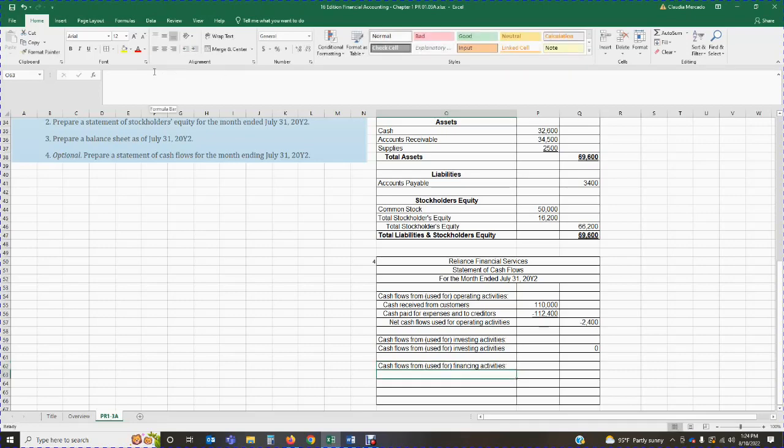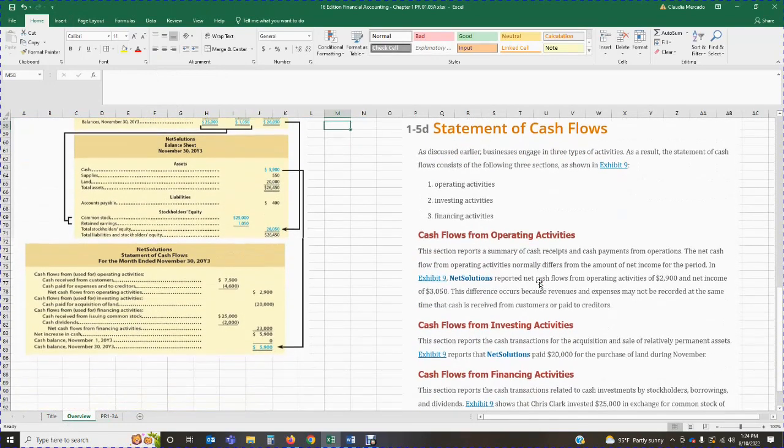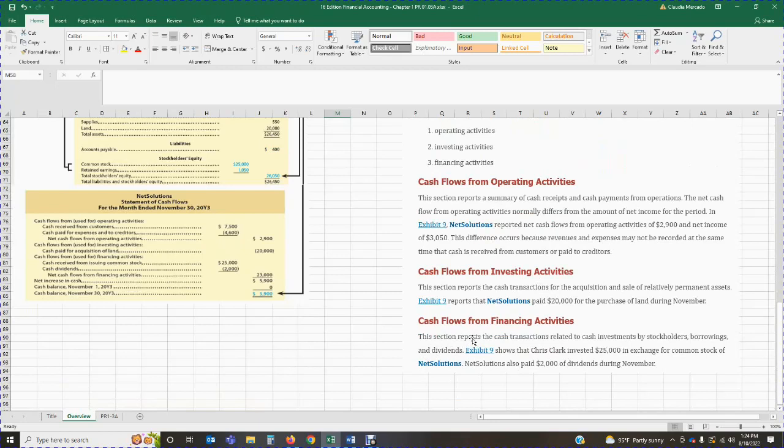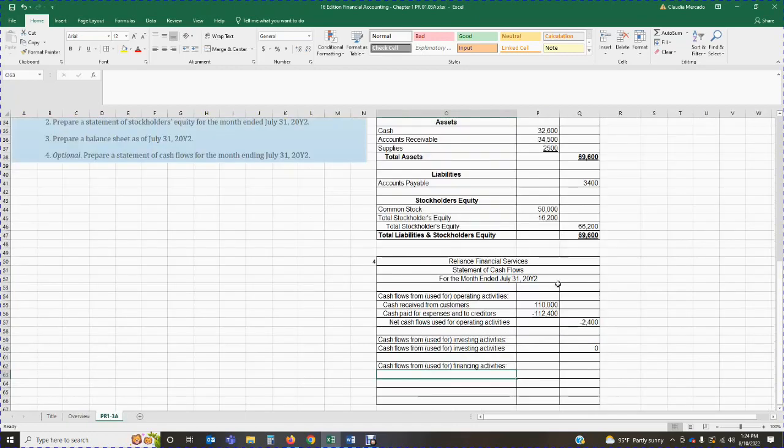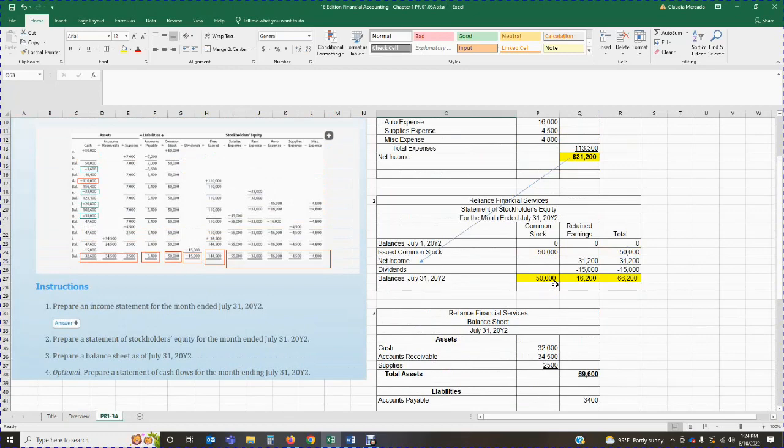Okay, so financing activities. Let's go back and review the book and see what financing activities says. This section reports the cash transactions related to the cash investments by stockholders, borrowings, and dividends. So if there was a cash investment, meaning we issued stock, it'll go there. If we borrowed money from a bank, it goes there, and any dividend payments made. Okay, so did we issue any stock?